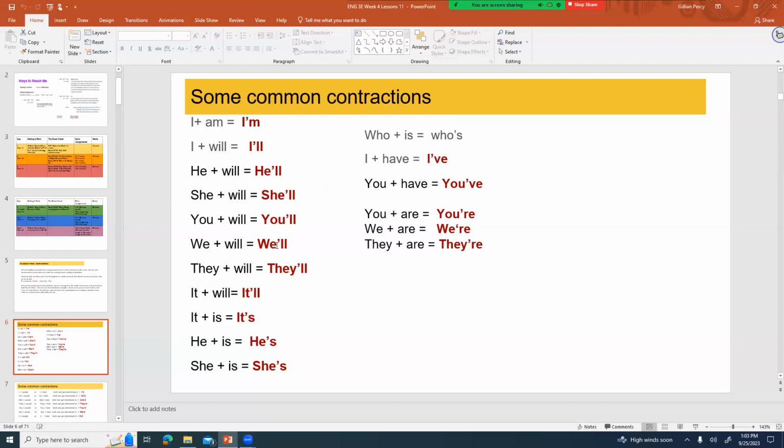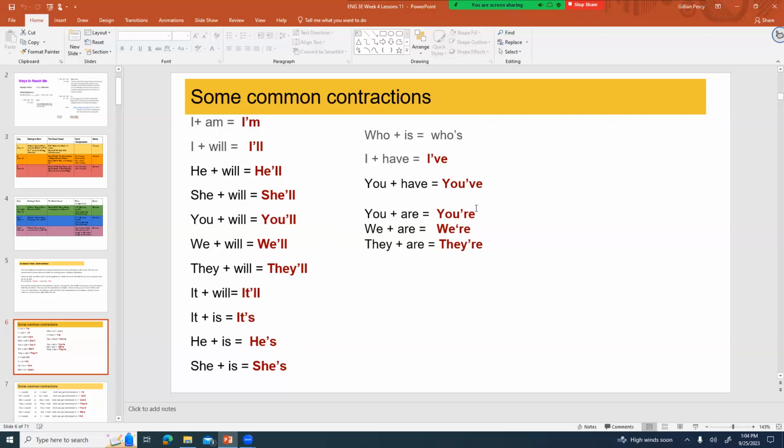We plus will, we'll. And again, this is another one where without the apostrophe, it looks like the word well, but it's we'll. They plus will is they'll. It plus will, it'll. It plus is, it's. He plus is, he's. She plus is, she's. Who plus is, who's. I plus have is I've. You plus have is you've.